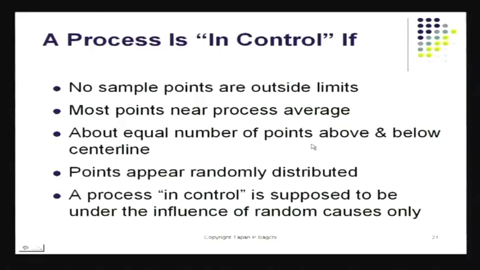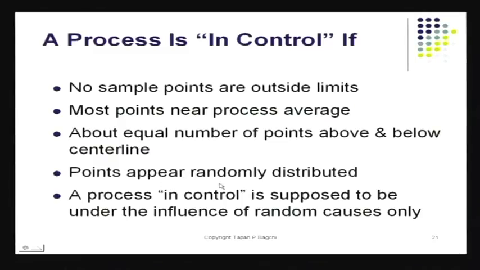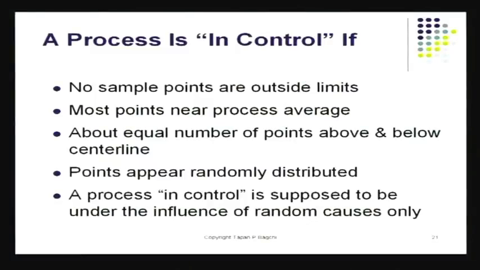About an equal number of points should be above or below the central line of the chart. That actually says that the process is stable and it's staying pretty close to where it should be. Points appear to be randomly distributed. There is no biasing toward the upper side of the chart or the lower side of the chart. That sort of pattern is not there. In fact, it does appear to be completely random. Then of course, the process is likely to be in control. And we say that a process is in control when it's under the influence of random causes only.